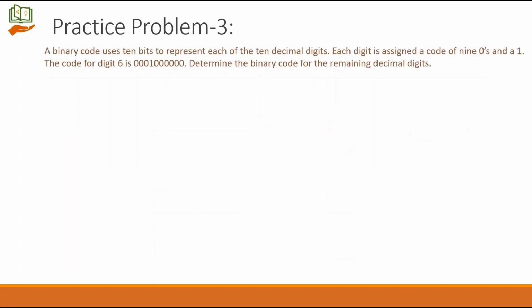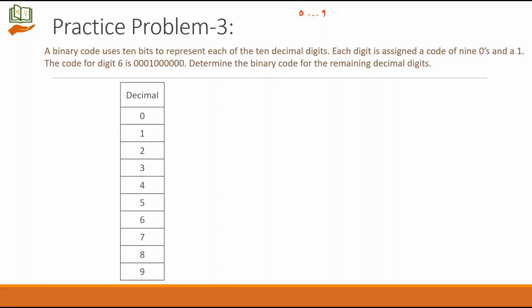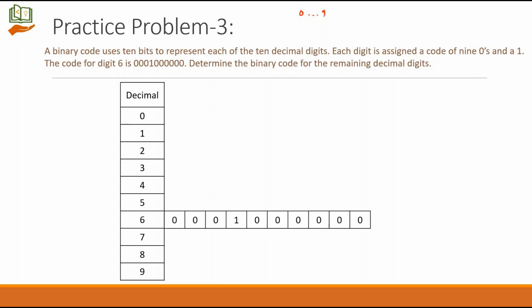The next question. A binary code uses 10 bits to represent each of the 10 decimal digits. Each digit is assigned a code of 9 zeros and a 1. The code for digit 6 is given. Determine the binary code for the remaining decimal digits. Now let's take the decimal number and the code for 6 is 000, 1, 000, 000. So there are 9 zeros along with the 1.